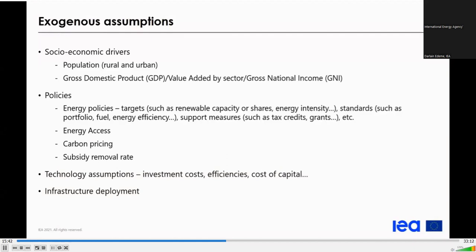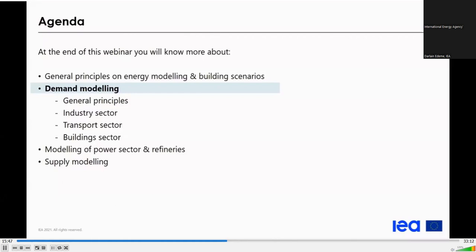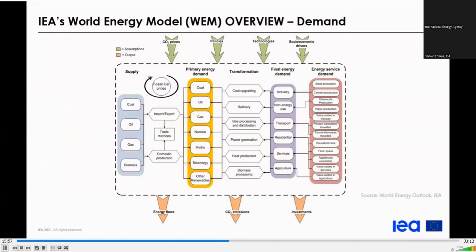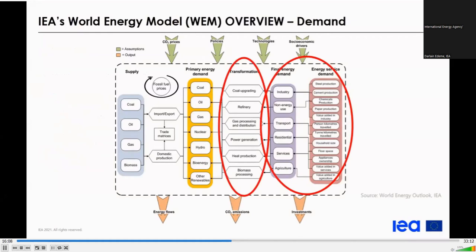In this section, we will present energy demand modeling, starting with general principles and then illustrating with industry, transport, and building sectors. Coming back to our simplified chart of the world energy model, we are on the right part, so looking at final energy demand that will enable us to understand transformation processes in the second step.